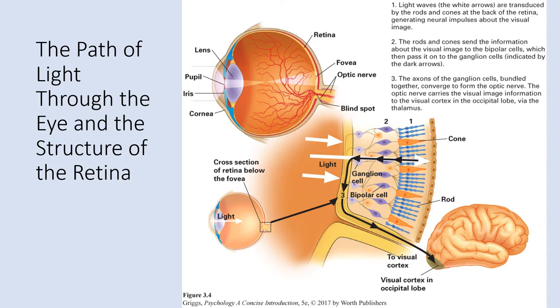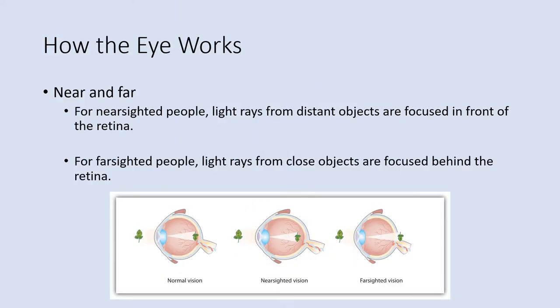The rods and cones then send the information about the visual image to the bipolar cells, which then pass it along to the ganglion cells, indicated by the dark arrows. The axons of the ganglion cells, bundled together, converge to form the optic nerve. The optic nerve carries the visual image information to the visual cortex in the occipital lobe of the brain via the thalamus.